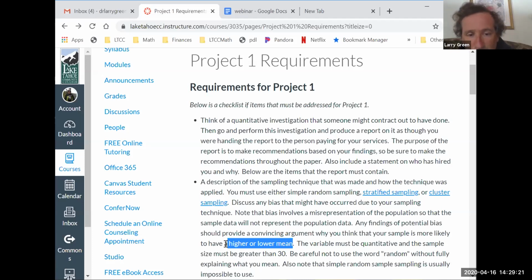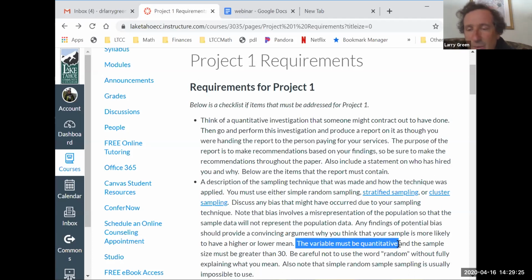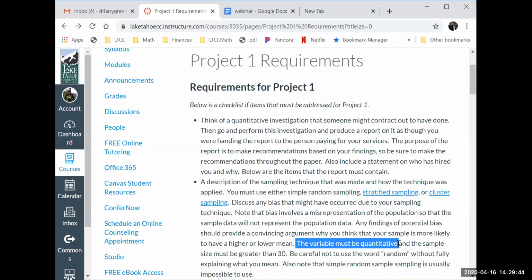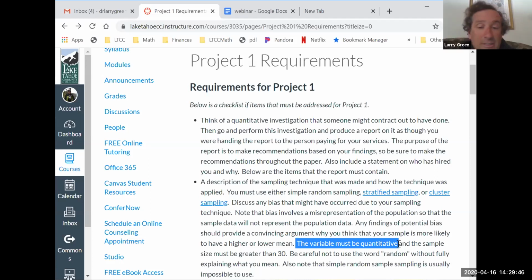Okay, the variables must be quantitative. Do y'all remember what quantitative is? What does quantitative mean? Who remembers? We did this last week. We can count it using a number. Yeah, now, I wouldn't say count. It means that the answer will be a number.